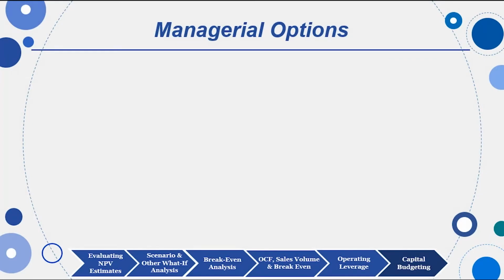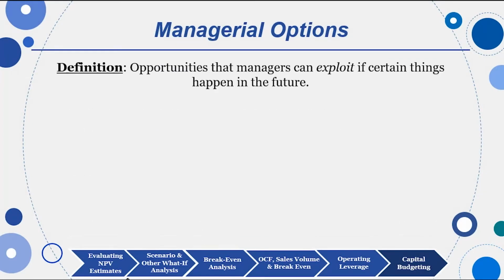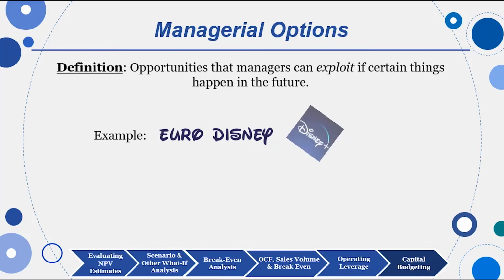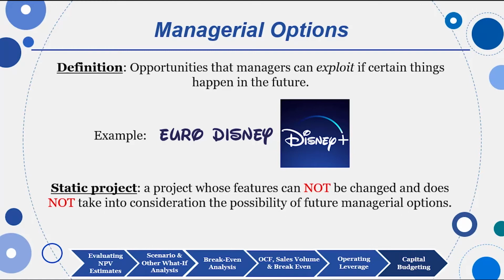Final learning objective: what kind of options do I have? Managerial options, opportunities to exploit. Should I take Euro Disney on if I'm the Disney Corporation? Should I take on Shanghai Disney? And can I exploit those opportunities, or should I wait, or should I abandon if they're not working out?